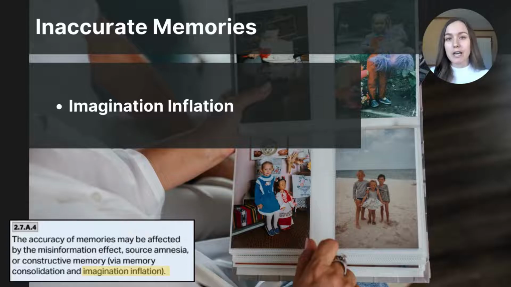Another way we can have inaccurate memories is through something called imagination inflation, which is the phenomenon where imagining an event, especially if you imagine it in vivid detail, can increase the person's confidence that the event actually happened when it never did. This occurs because imagining the event can create this familiarity with it and can cause your brain to mistake that information and interpret that imagined information as real memories that happened to you. The process blurs the line between what's imagined and what truly happened and can lead to false memories.